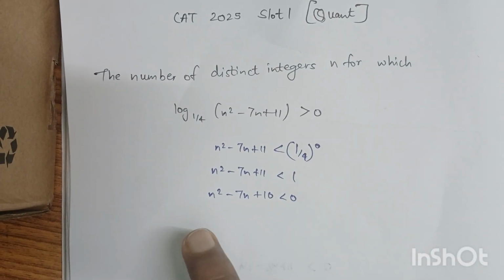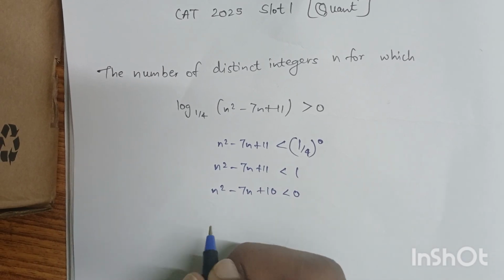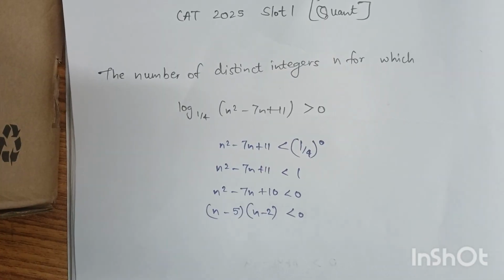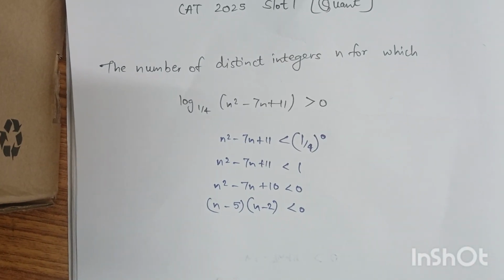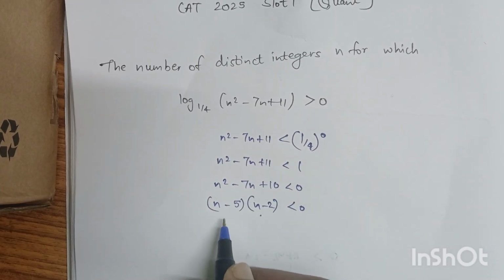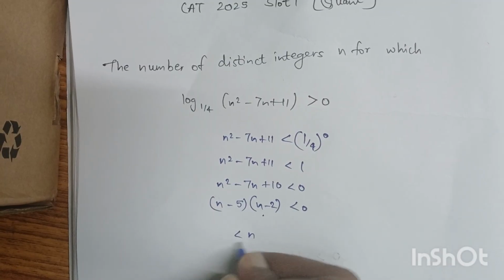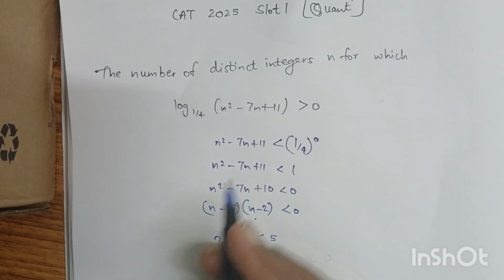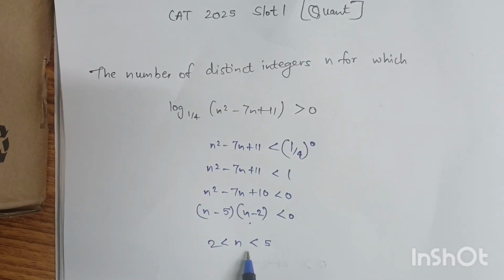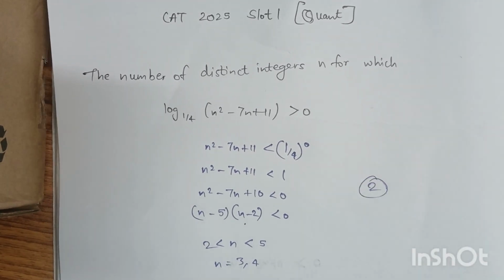For this it is possible to do factorization. Upon factorization we get n minus 5 times n minus 2 less than 0. For this inequality, one term must be positive and the other term must be negative, so the solution lies in between 2 and 5. We want the number of distinct integers n, and the integers existing in this range are n equal to 3 and 4. So the answer will be 2.